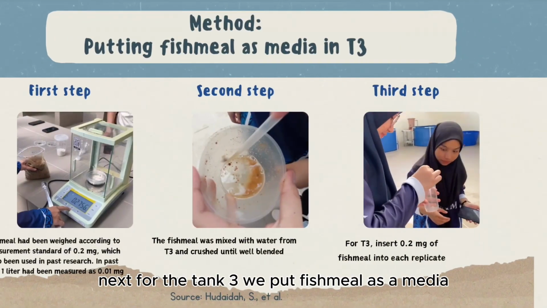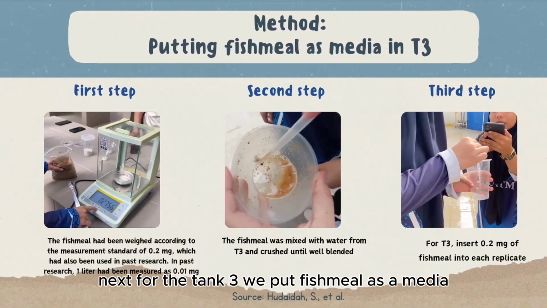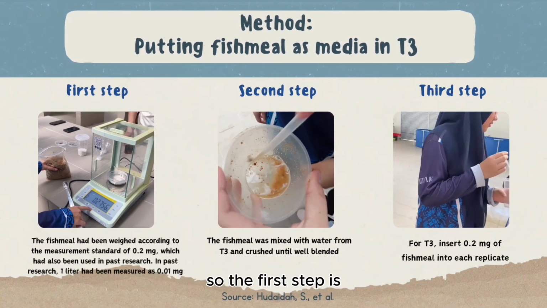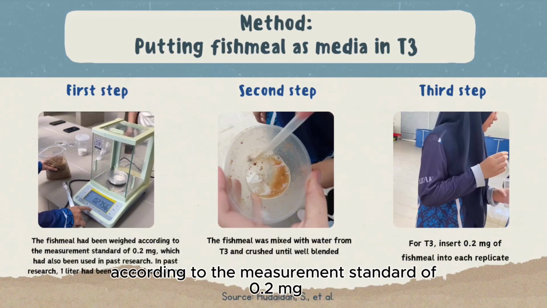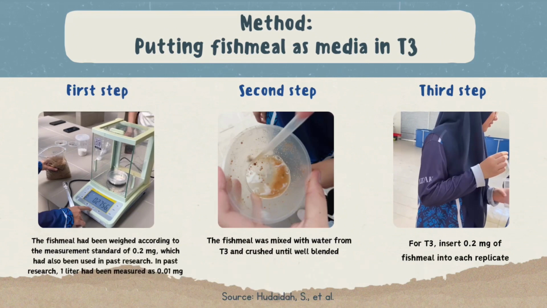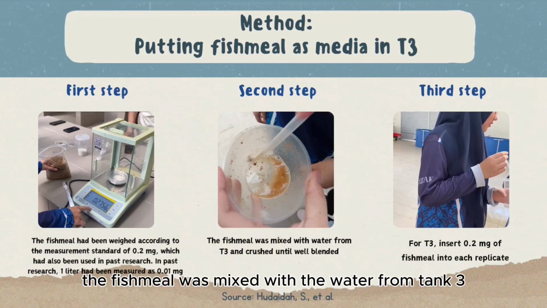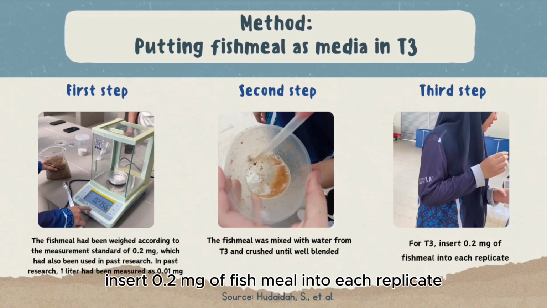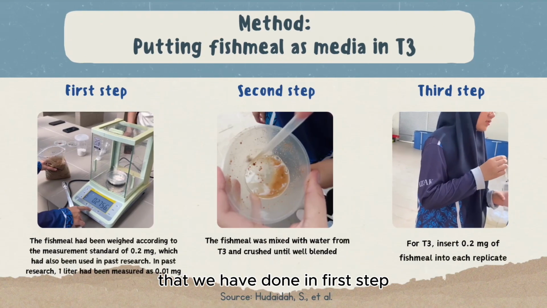Next, for tank 3, we put fish meal as a media. The methods are the same as with the NPK fertilizer. So, the first step is the fish meal needs to be weighed according to the measurement standard of 0.2 mg. Next, the fish meal was mixed with the water from tank 3 and crushed until well blended. Lastly, for tank 3, insert 0.2 mg of fish meal into each replicate that we have done in the first step.